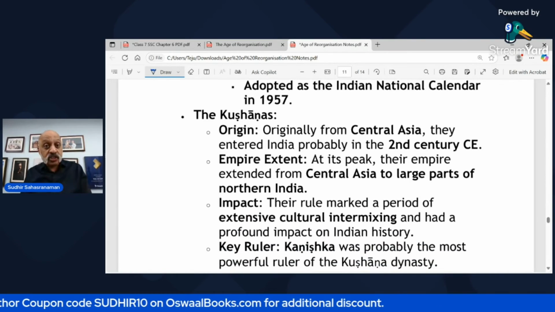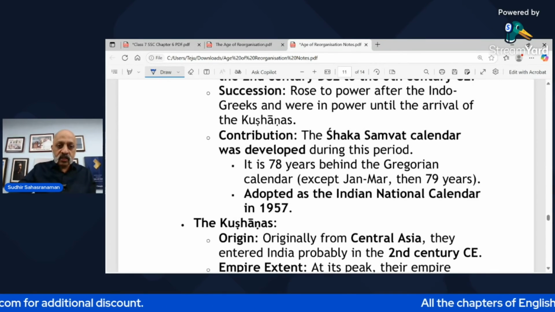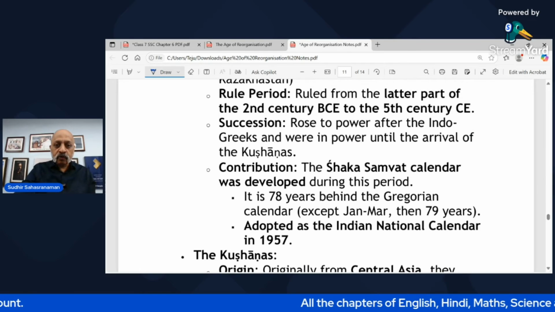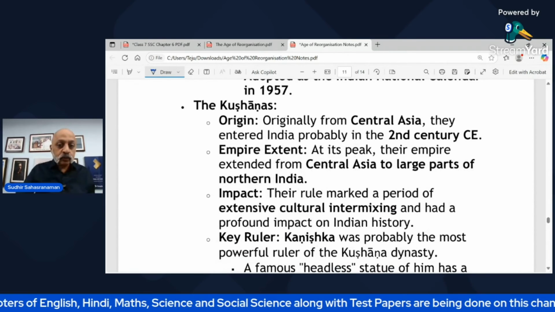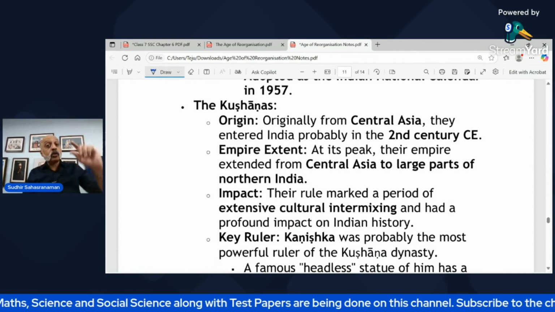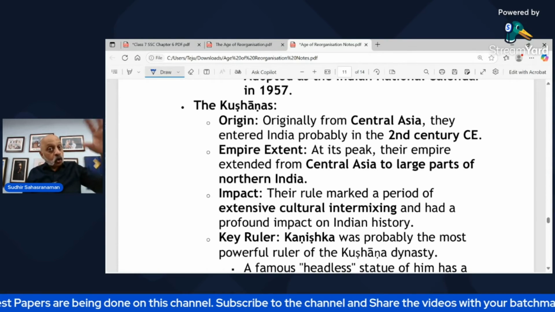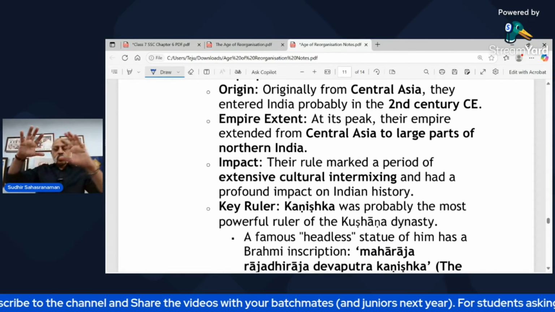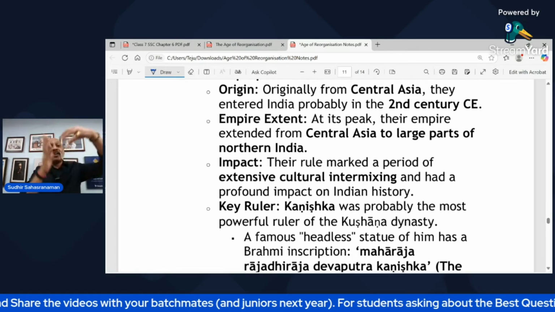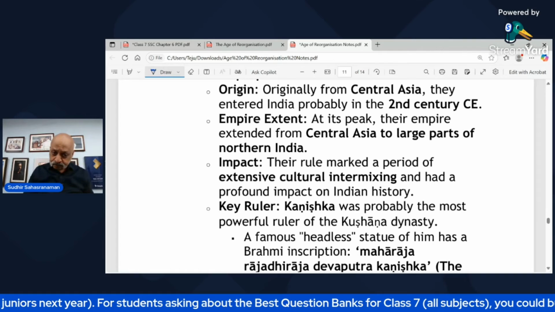Who were the Kushanas? They were originally from Central Asia, just like the Shakas. They entered around the 2nd century CE, because these people ruled from the later part of BCE to the 5th century CE, but started entering from the 2nd century CE. At its peak, their empire extended from Central Asia to large parts of northern India. So they were there already, and they were starting to control some parts of northwestern India also. And again, cultural intermixing, because what is happening now is a lot of cultural intermixing between people from India and these people from Central Asia.